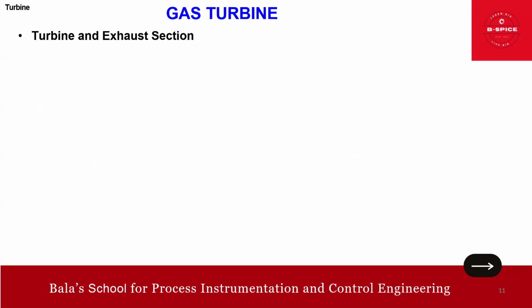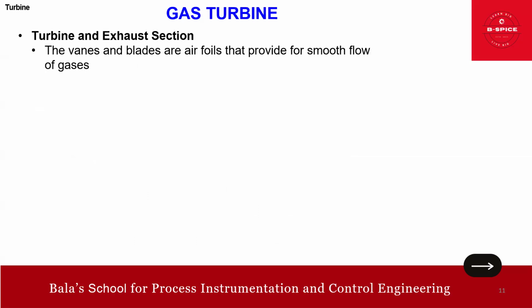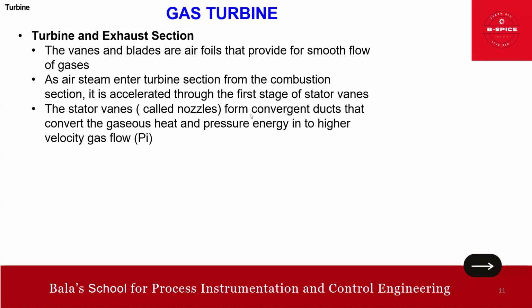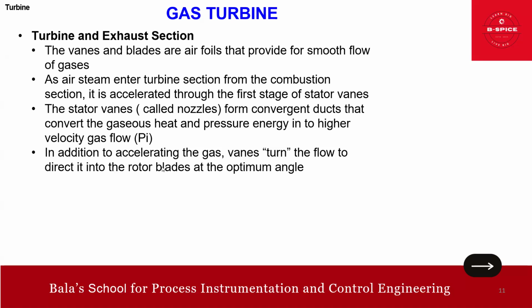Then the vanes and the blades are of the airfoil type. Airfoil means, you remember the flight, you have these wings, right? Yeah, that kind of shape, okay? That provides for a smooth flow of gas. As airstream enters the turbine section from the combustion section, it is accelerated through the first stage of the stator vane, first stage. Then the stator vanes form a convergent duct, as I mentioned in the previous slide, that converts the gaseous heat and pressure energy into a higher velocity flow. Okay. So in addition to accelerating the gas, the vanes turn the flow to direct it into the rotor blades at the optimum angle.